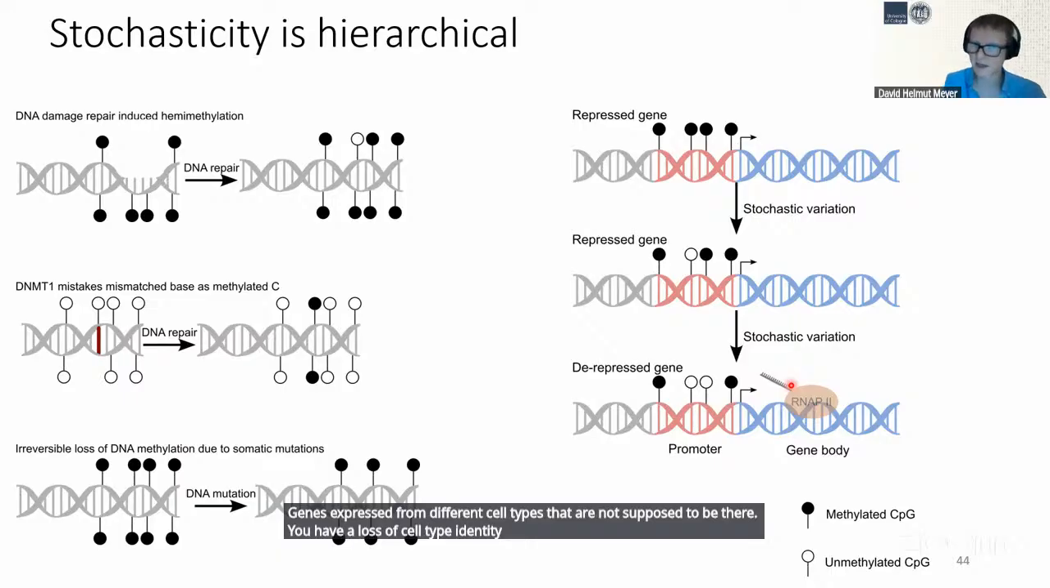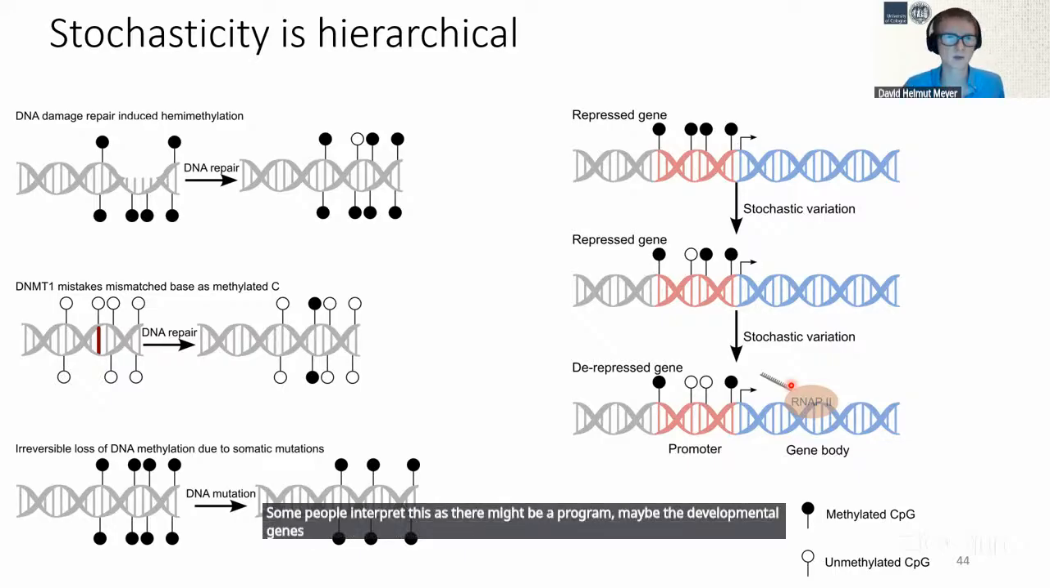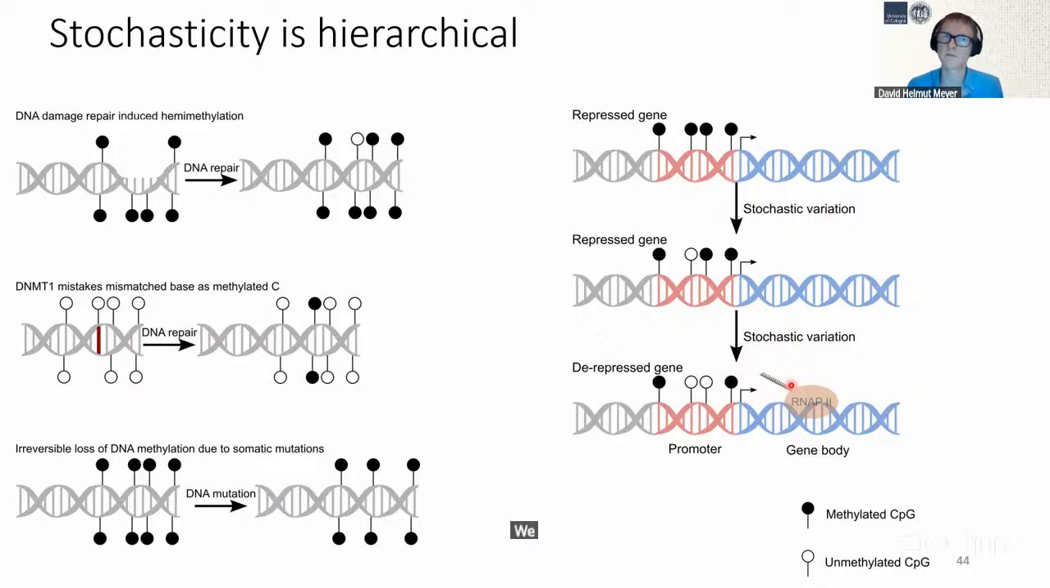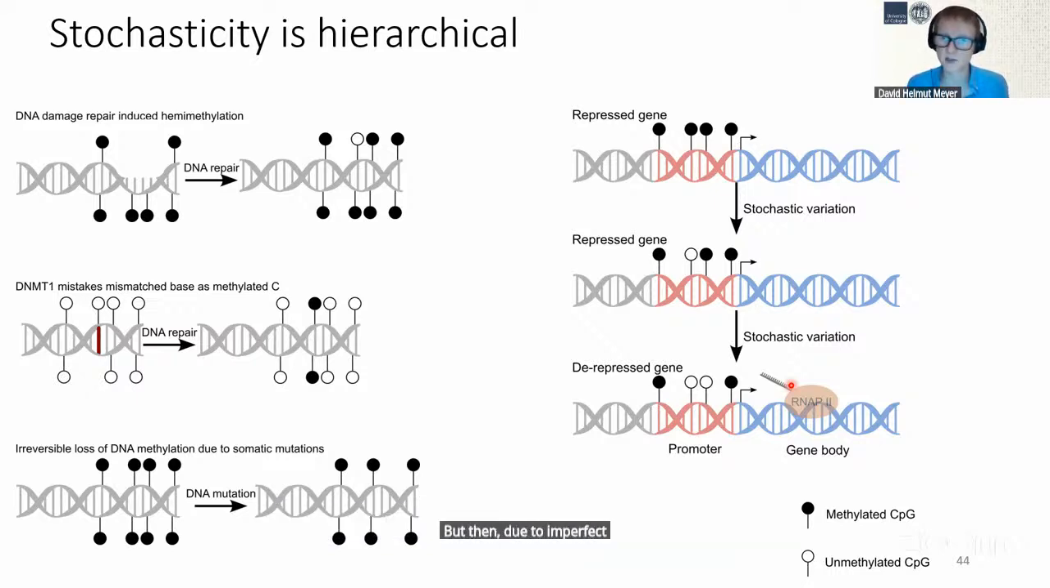Some people interpret this as there might be a program, maybe the developmental genes continue running into aging and adulthood. We think this is really just due to imperfect maintenance, because these genes are supposed to be completely shut down, repressed, but then due to imperfect maintenance, these genes get activated again. So it's compatible with aging.